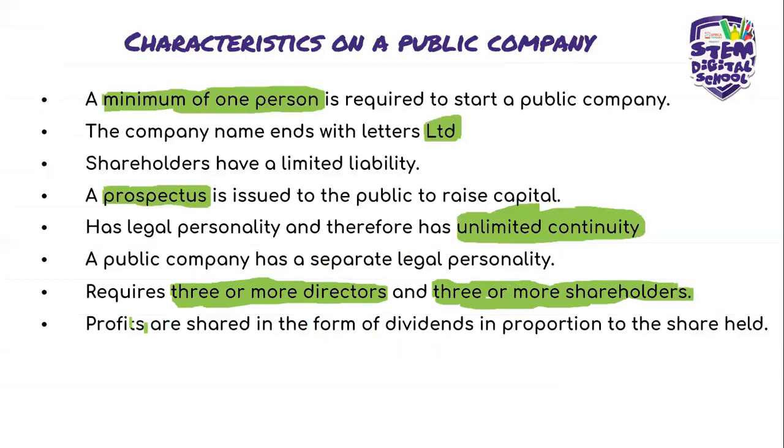Profits are shared in the form of dividends, in proportion to the shares held. Obviously, you're going to get dividends based on the shares you have bought. If you've bought 10 shares, you're going to get dividends based on those 10 shares. If you bought 100 shares, you're going to get dividends based on those 100 shares. So as shareholders, our dividends might not be the same, based on the shares that we have bought.